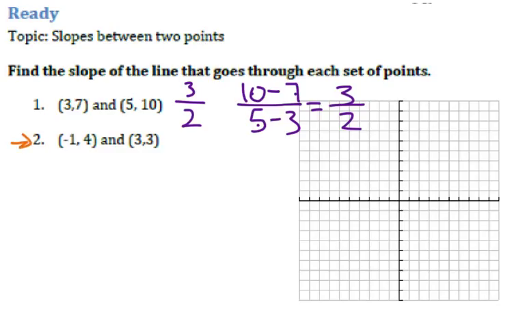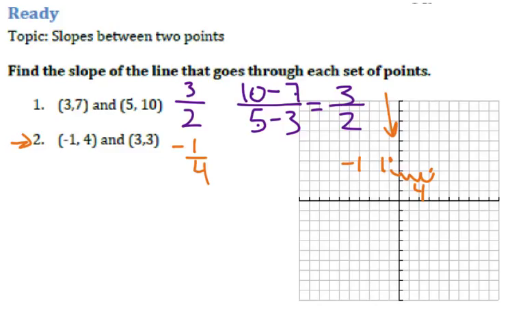Same idea. 3, 3 would be right about there. And negative 1, 4 would be right here. So we start at the left point and we go, well, we're going down 1. So that's a negative 1. To the right, 1, 2, 3, 4. So it would be a negative 1 over 4.